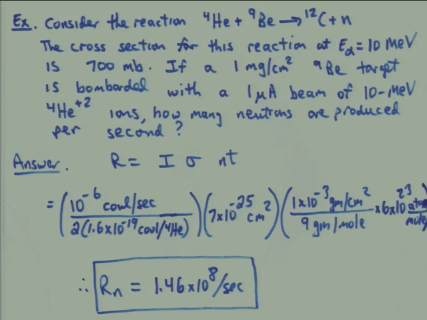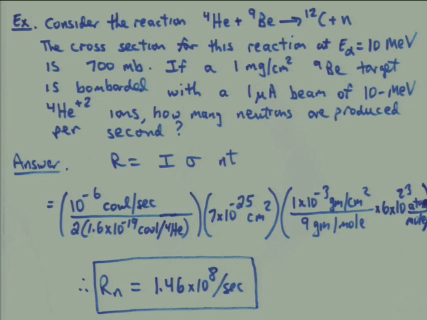This is a cross-section, which is going to have units of area. And the way I've written this, this is the number of targets per unit volume times the thickness. So this is going to end up being a number per square centimeter, number per unit area. So the areas will cancel out, and I'll end up with just a number per second, which is what I want. Okay? So I take a microamp, that's 10 to the minus 6 coulombs per second. I divide it by the charge that each helium-4 carries, which is 2 times the fundamental charge, 1.6 times 10 to the minus 19 coulombs.